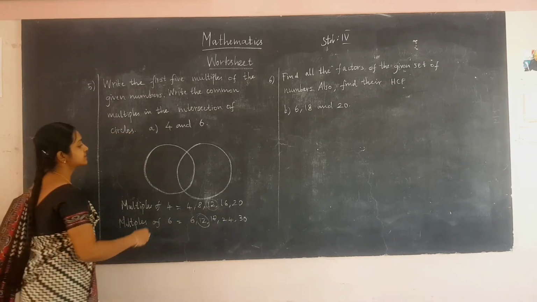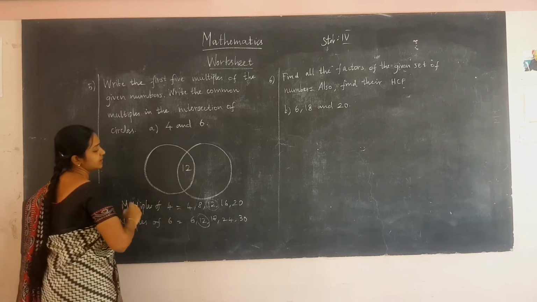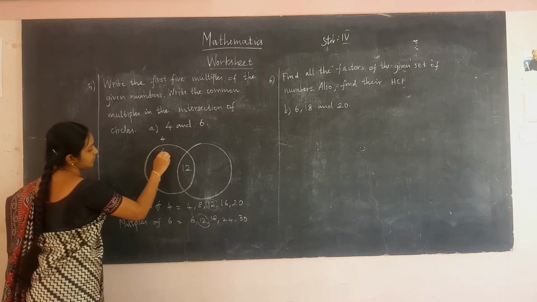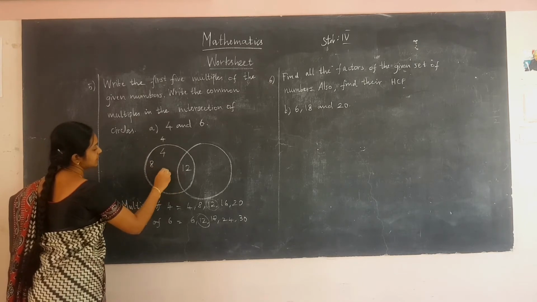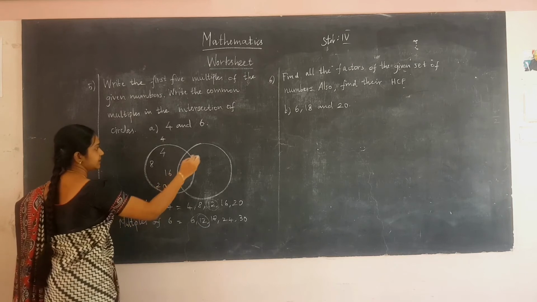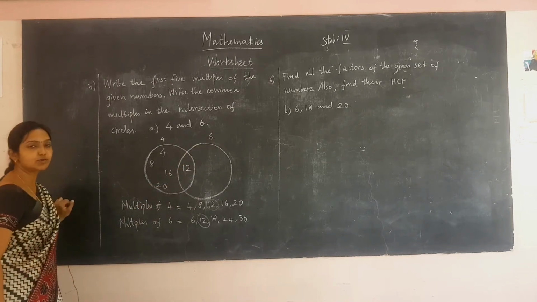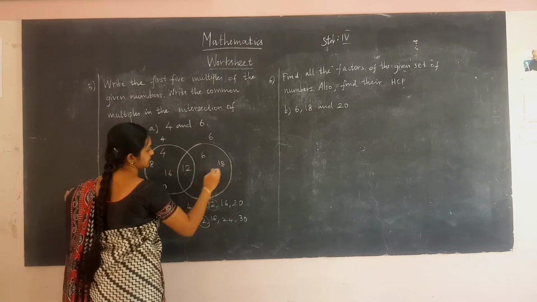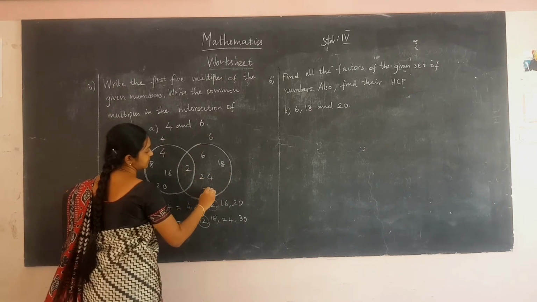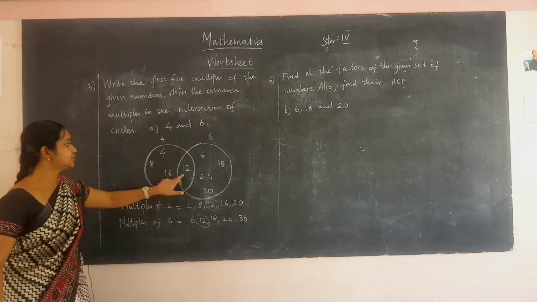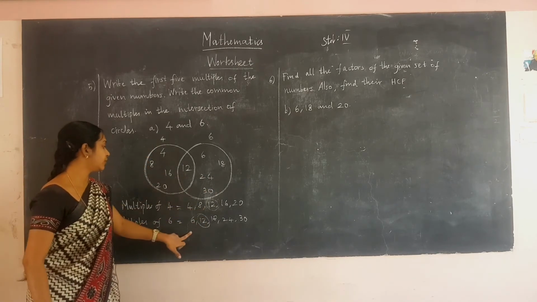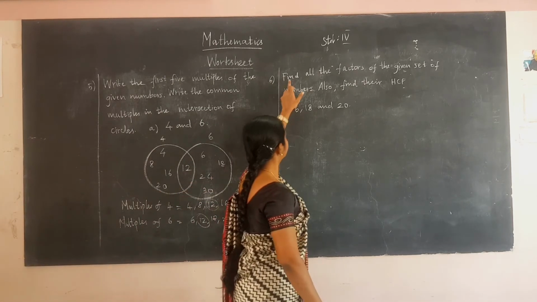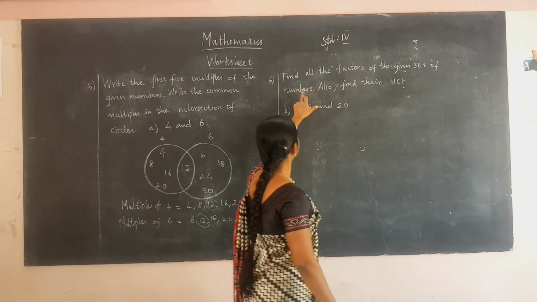So, in the place of intersection we have to write only 12 and write the remaining multiples of 4 in this circle: 4, 8, 16 and 20, and in this circle the remaining multiples of 6: 6, 18, 24 and 30. We have written 12 in the intersection because 12 is common for both multiples of 4 and 6.